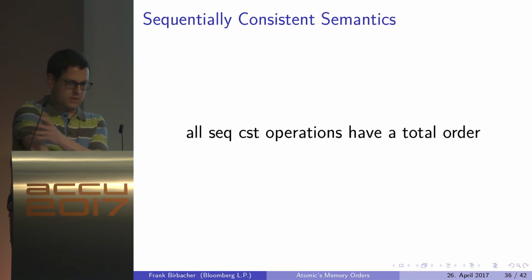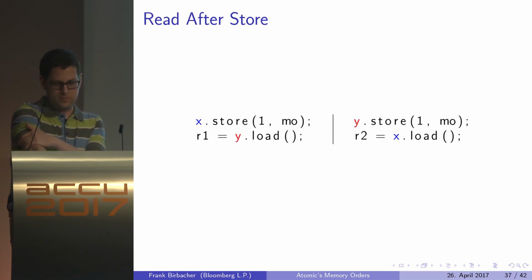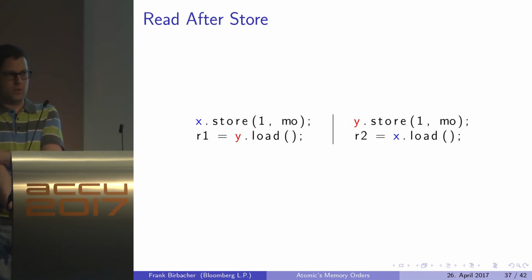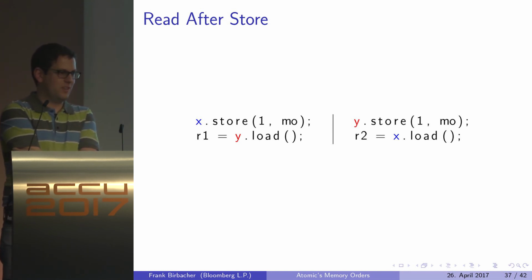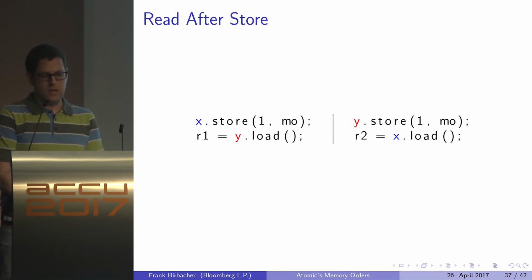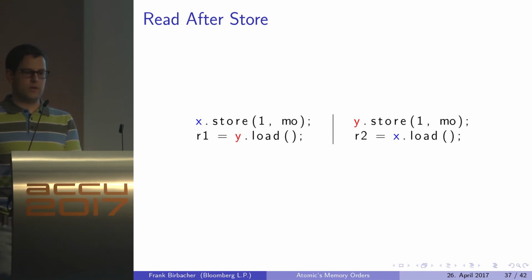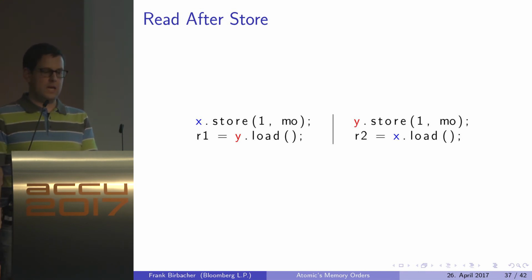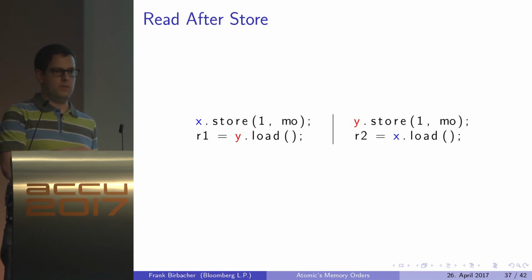Yeah, so the slide, well, we talked about this. All sequentially consistent operations have a total order. This is also one of the popular examples on how to break concurrent things. We have two shared variables, x and y, and we have two threads. They basically do the same, but reversing the variables. So one is going to write into x, and the other one's going to write into y, and then they read from the other variable.